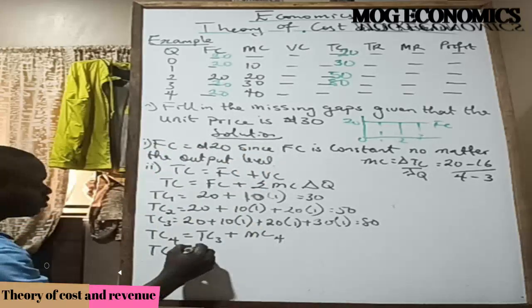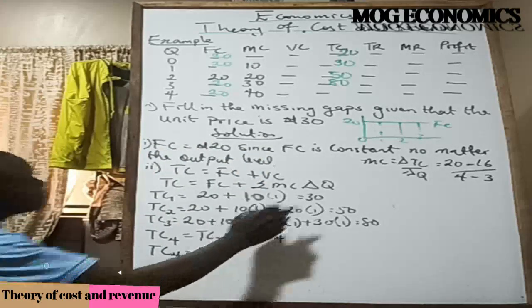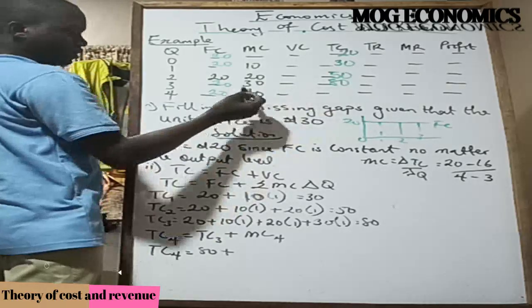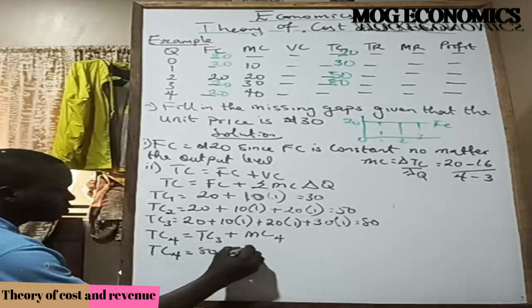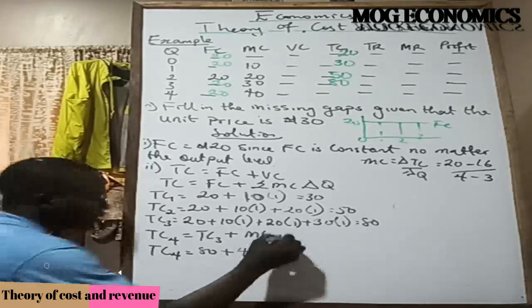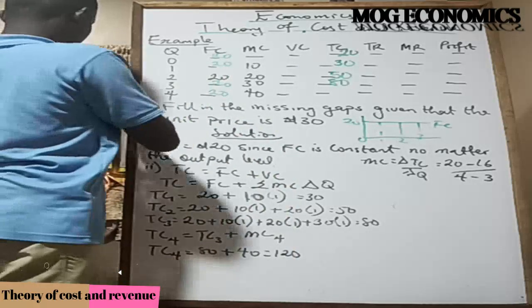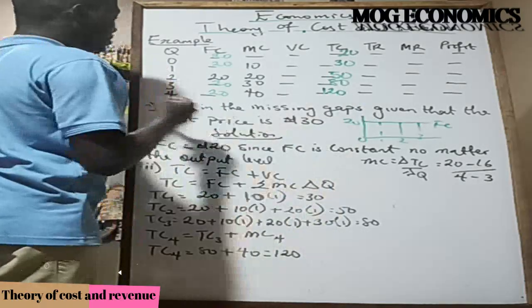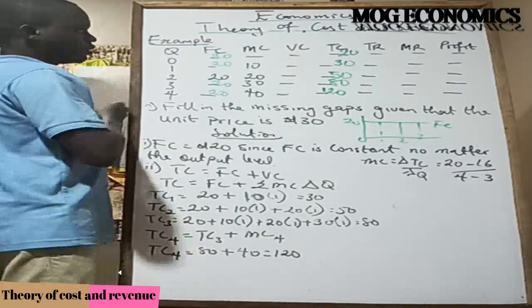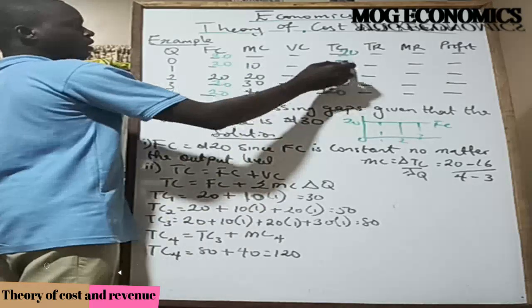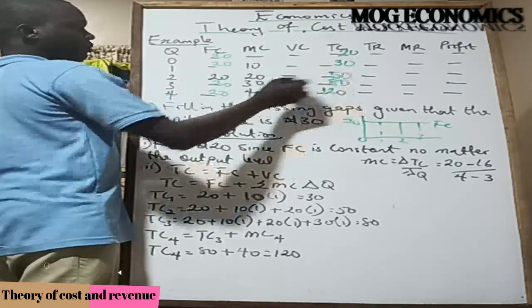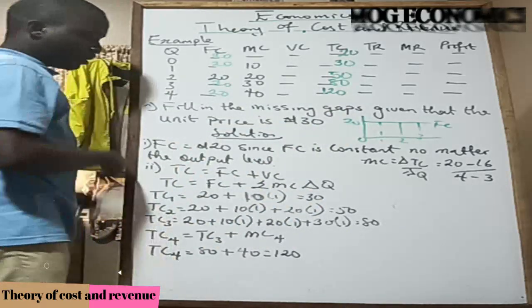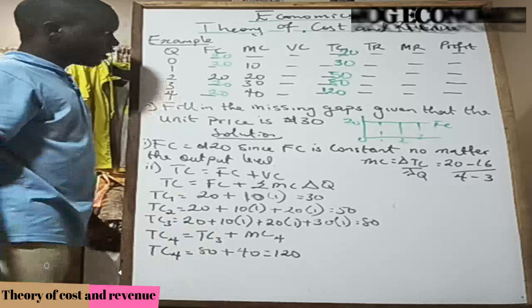Your TC3 was 80. So you have 80 plus MC4. This is MC4, so this is 80 plus 40. 80 plus 40 will then give you 120. So here we have 120. So how does it work? Another thing you can look at here: 20 plus 10 is 30. 30 plus 20 is 50. 50 plus 30 is 80. 80 plus 40 is 120. So that's the way it should go. So I think that's about that.